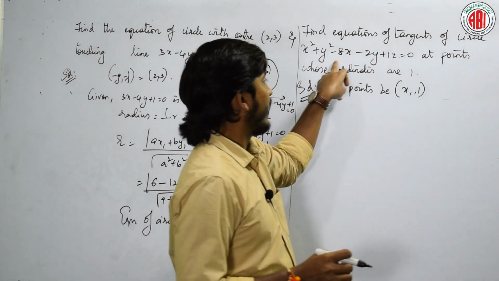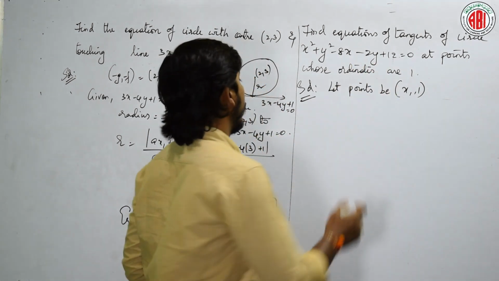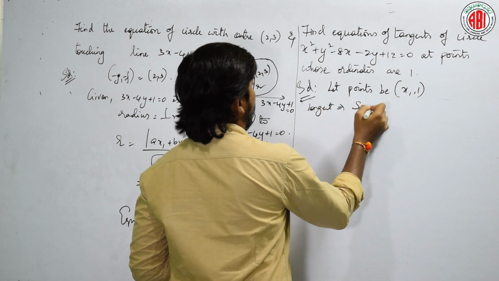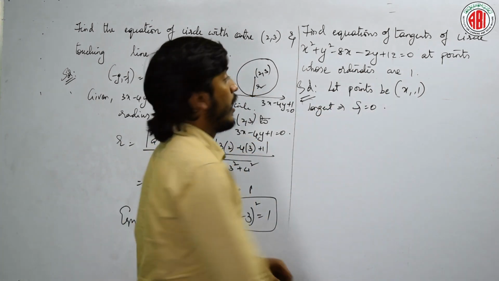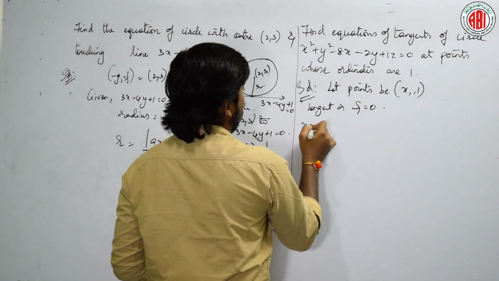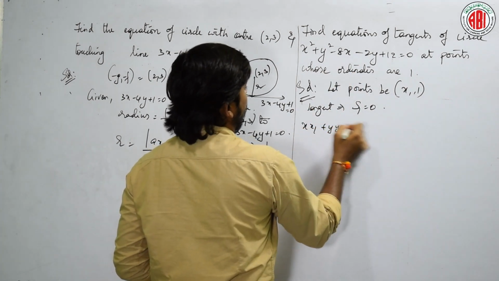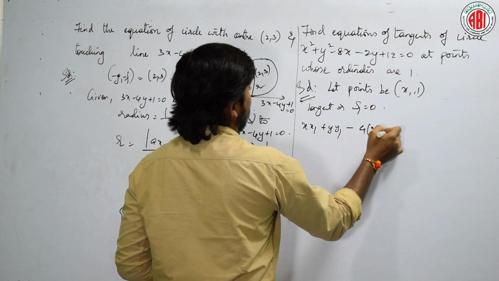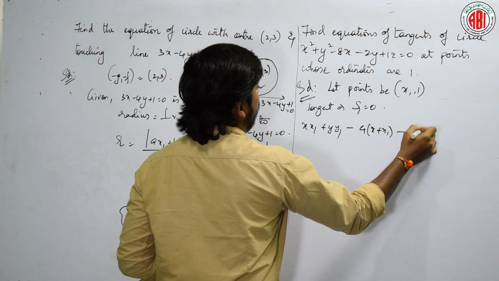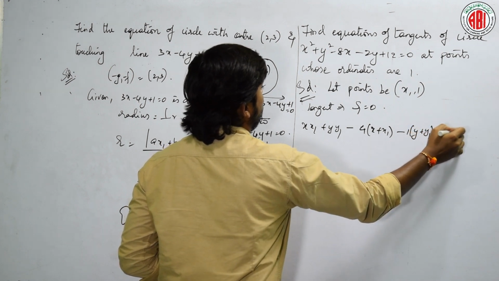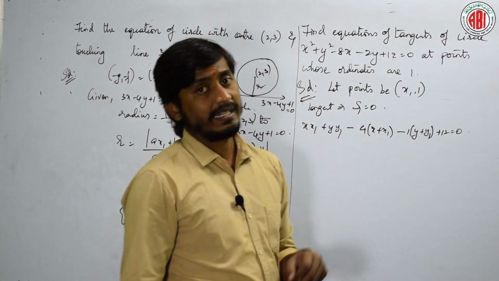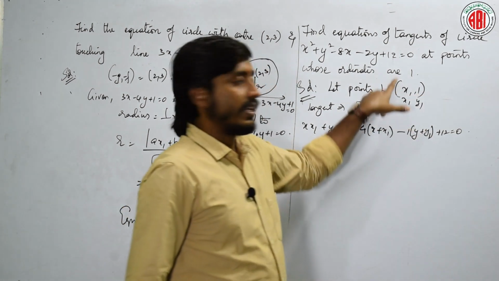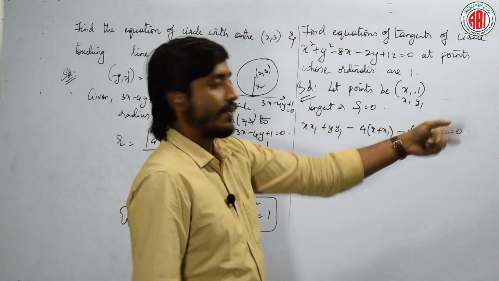So let us find the tangent at this point. What do we get? The tangent is S1 equal to 0. How do we write? x x1 plus y y1 minus 4 into (x plus x1) minus 1 into (y plus y1) plus 12 is equal to 0. Isn't it? So what is x1 here? What is y1? x1 is nothing but x1, y1 is 1. Let us substitute it.